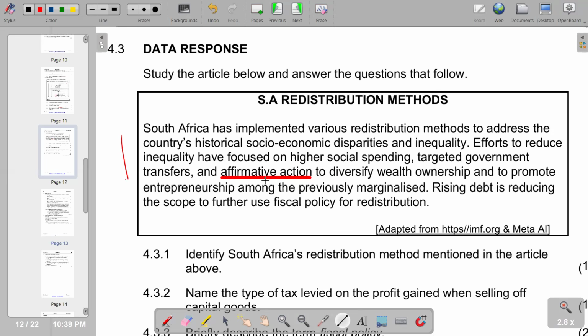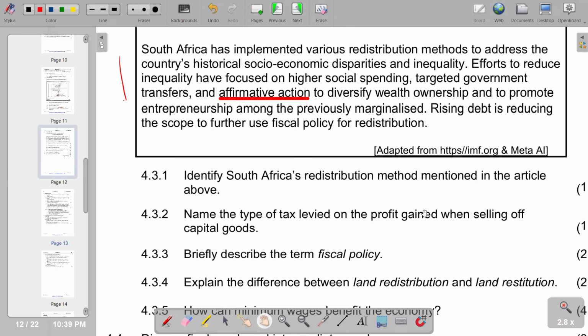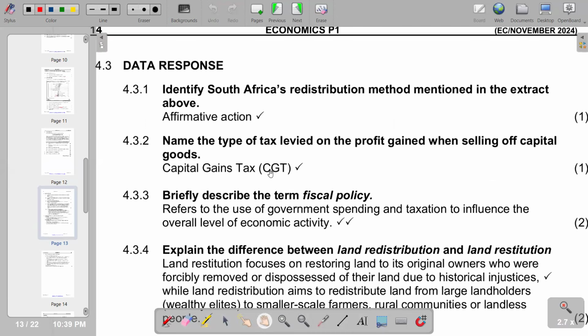So affirmative action, remember, is a set of procedures designed to eliminate unlawful discrimination among people. So they remedy the results of such prior discrimination and prevent such discrimination in the future. So the discrimination has to be prevented in the future through affirmative action. So with that, we move on to 4.3.2. Name the type of tax levied on the profit gained when selling off capital goods. So it is the capital gains tax. Capital gains tax is indicated.